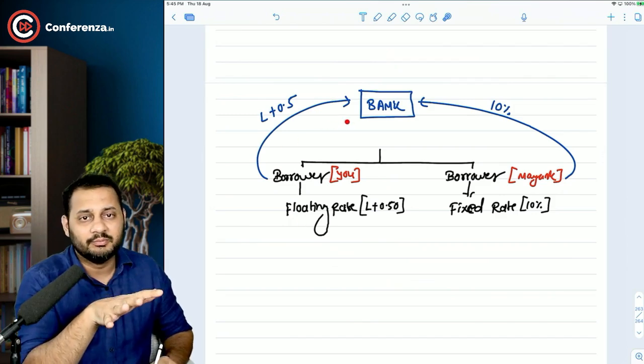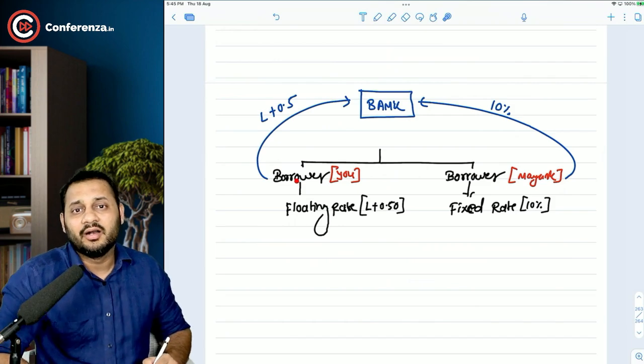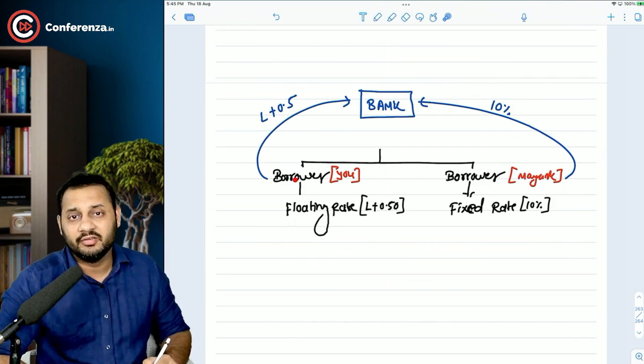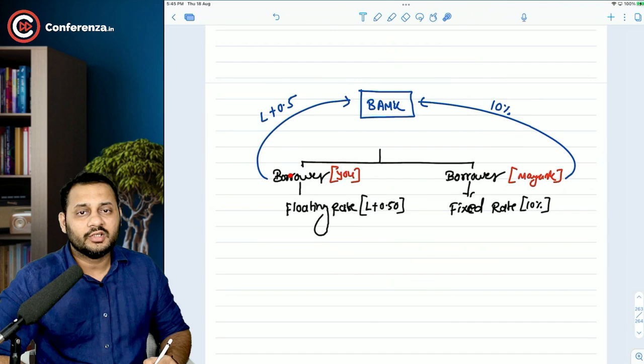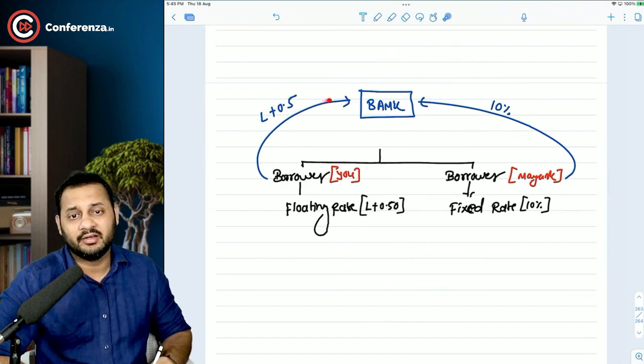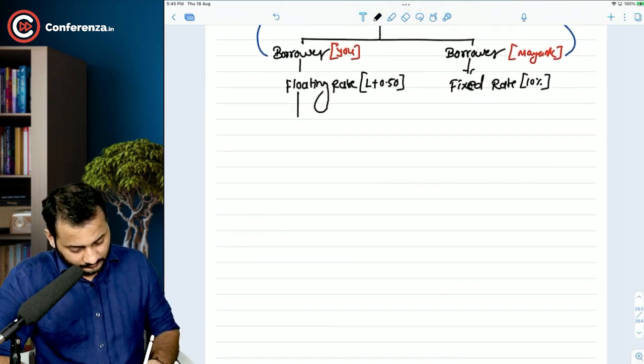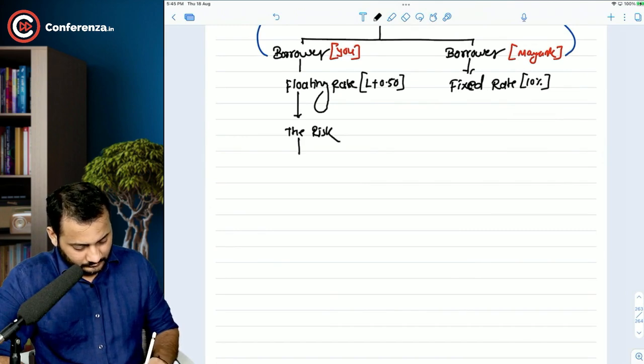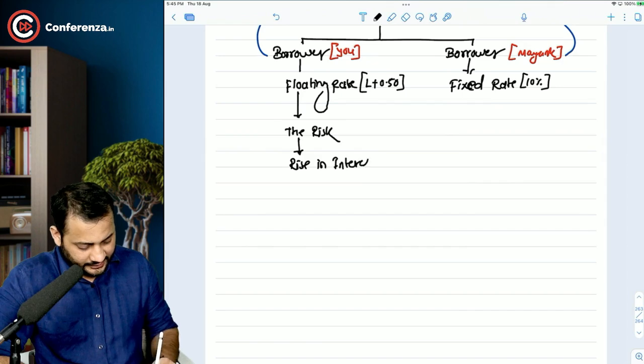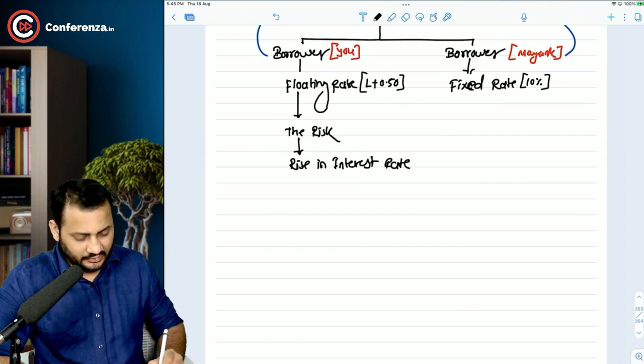Now you cannot just simply cancel the loan, because you will have to return that 100 crores immediately if you want to cancel it. So what is the option for hedging? You cannot just keep watching the interest rate go up, paying a higher interest rate every year to the bank. So the risk to you is a rise in interest rate. Am I right? This is the risk to you.